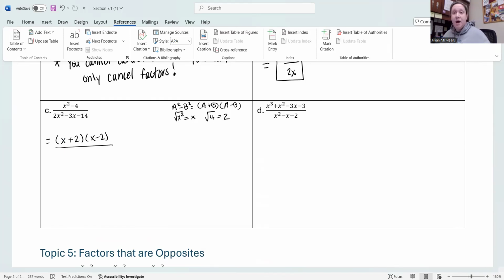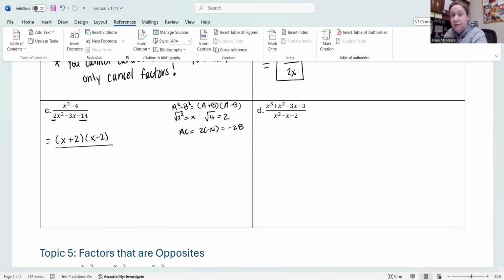Now, my denominator, on the other hand, is going to be a bit more involved. For the denominator, we have a quadratic trinomial. There is no GCF, and we have a coefficient that is not 1. That means we're going to have to do that AC method, okay? For the AC method, you take the coefficient of the squared term, which we always call A. We take the constant, that's always called C. So A times C is 2 times negative 14, or negative 28.